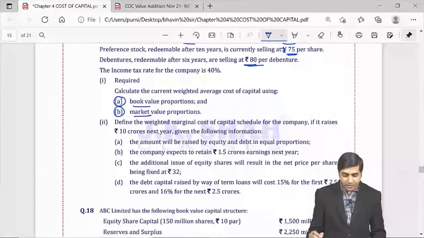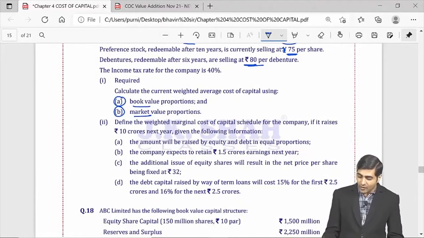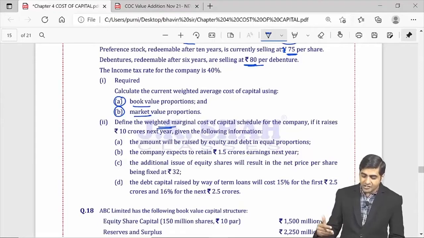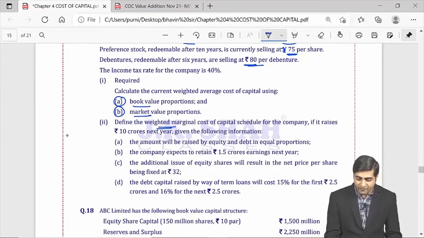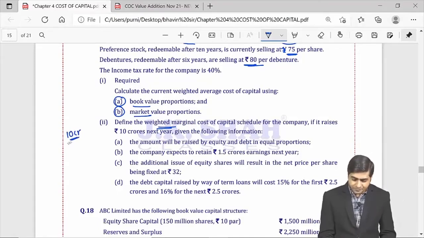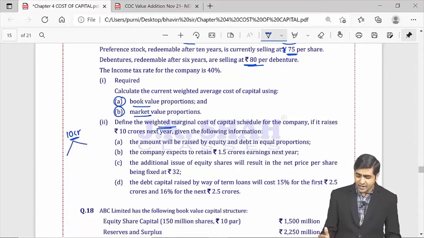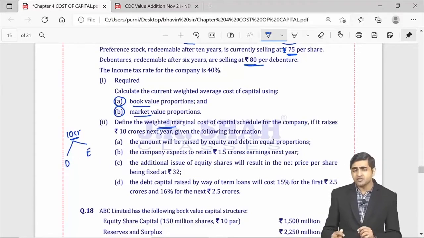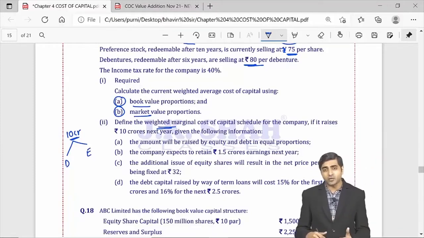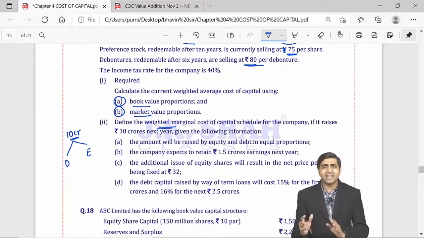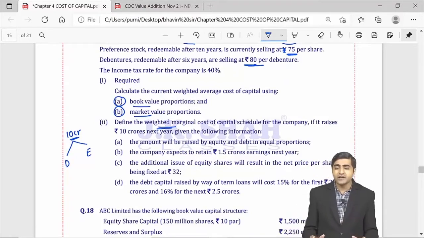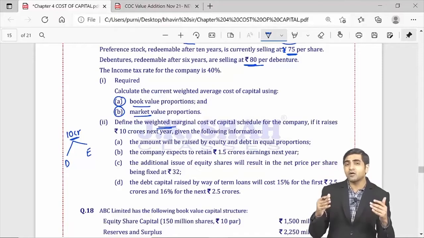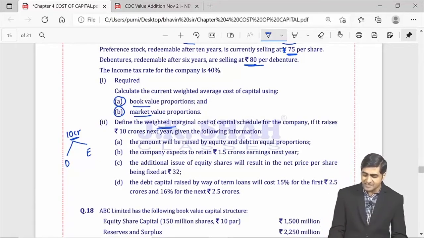Then my dear students, pertaining to your second point, you are required to calculate your weighted average marginal cost of capital. Now in this particular case, you have rupees 10 crores, and we have to raise this 10 crores through different sources, here debt and equity in equal proportion. So guys, whatever we had discussed regarding that Masco Limited question, the same thing applies here. You have to calculate your KD, KE, etc., and then accordingly calculate your marginal cost of capital, the cost of just this 10 crore rupees.